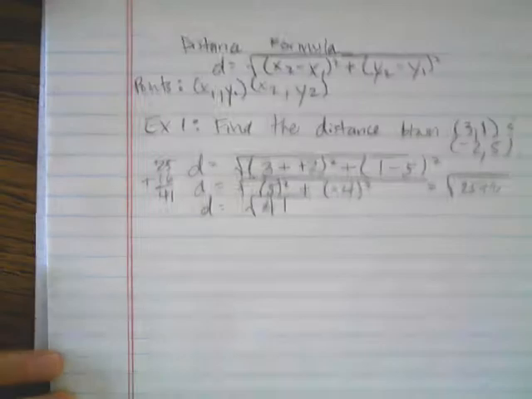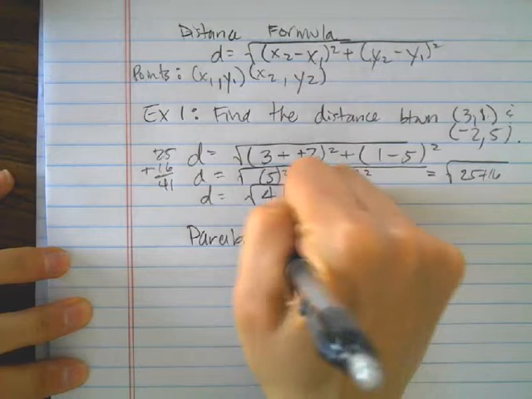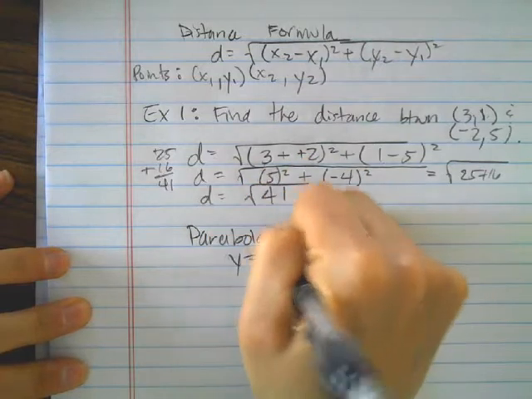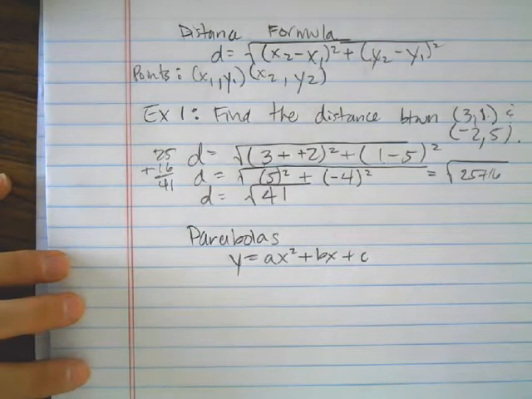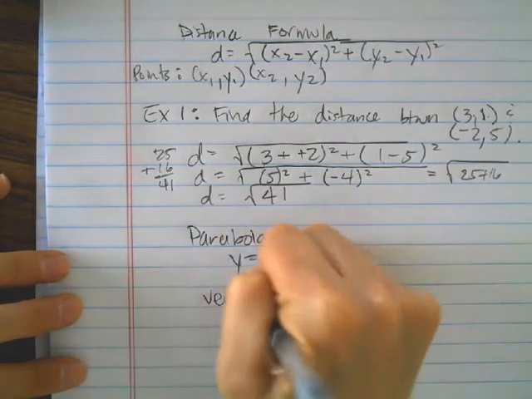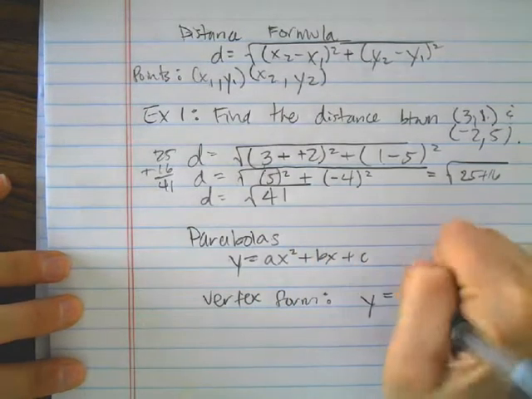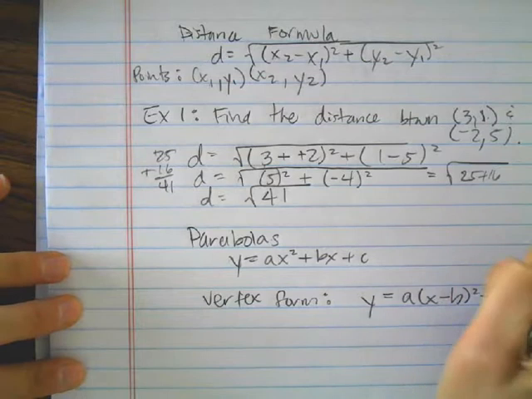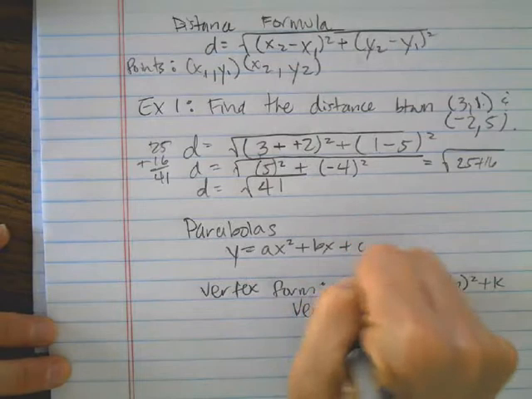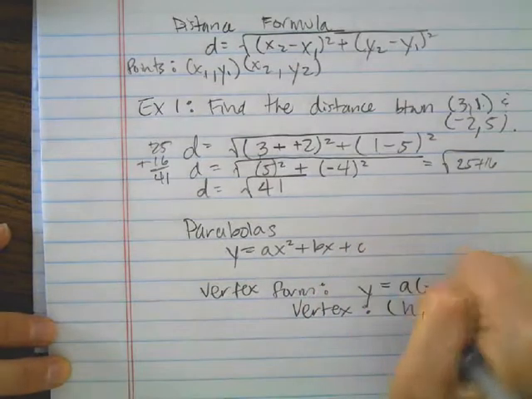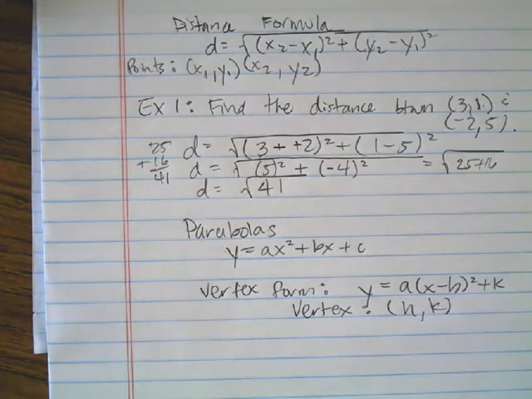The other thing we had to talk about is how to graph parabolas. So you usually see it in y equals ax squared plus bx plus c form. This is the general form. I'm going to give you another form, which is called the vertex form. It's an easy graphing form. So we have y equals a times (x minus h) squared plus k. And what you need to know for this is the vertex is (h, k). Notice that it's the opposite sign of h here.